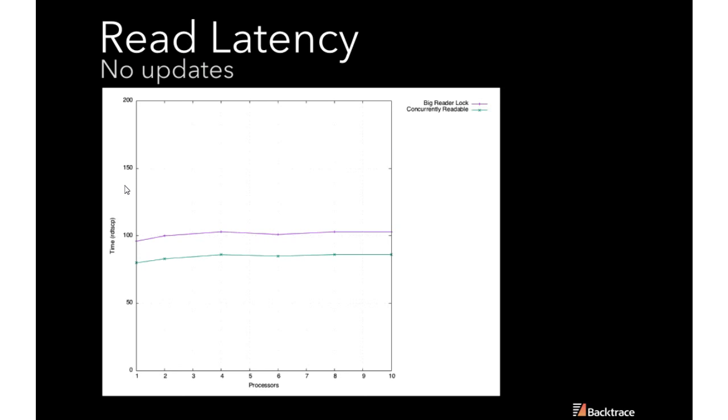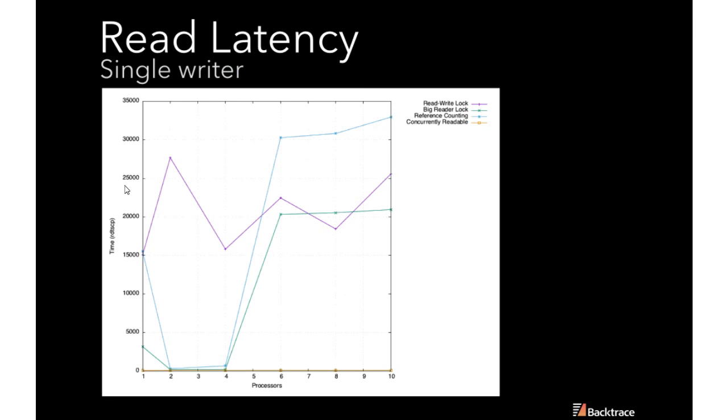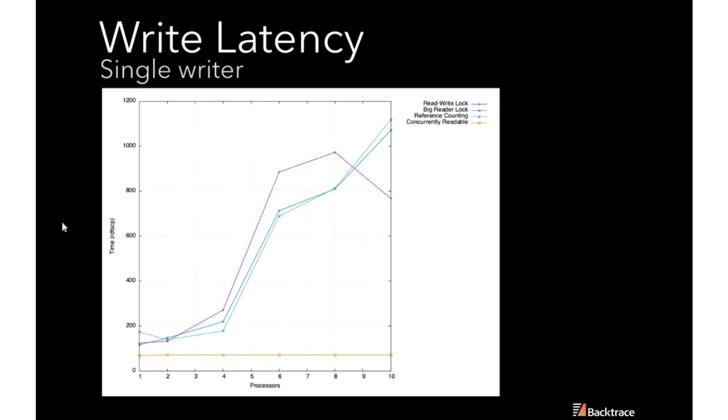So now if we introduce a single writer, performance is all over the place for any of these blocking synchronization primitives, while the concurrently readable version has terrific performance for readers. Readers are not blocked whatsoever on writers. And even the writer has amazing performance here because it is not blocked on readers, generally speaking.